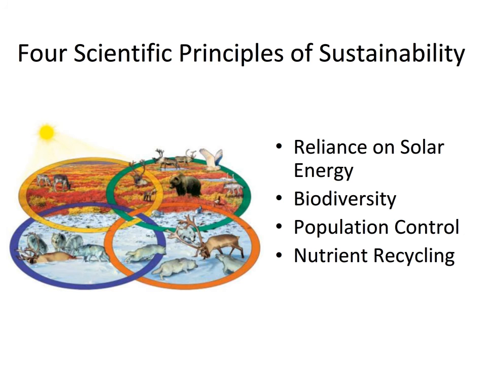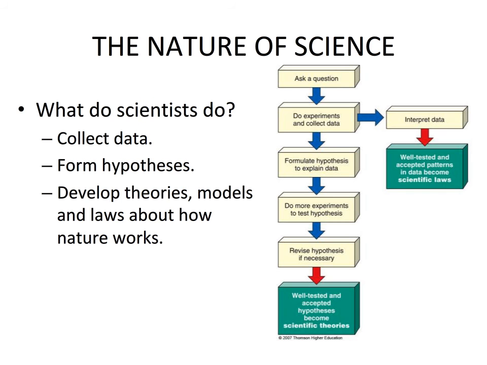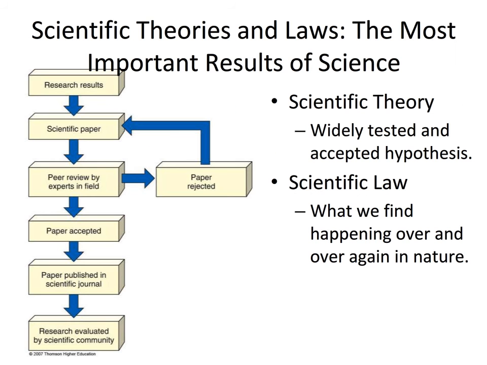4 scientific principles of sustainability: reliance on solar energy, biodiversity, population control, nutrient recycling. The nature of science. What do scientists do? Collect data, form hypotheses, develop theories, models and laws about how nature works. Scientific theories and laws are the most important results of science. Scientific theory: a widely tested and accepted hypothesis. Scientific law: what we find happening over and over again in nature.